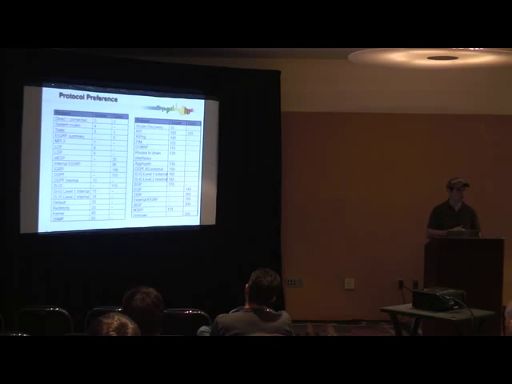So here is a table that just shows the relative weights of the different protocol preferences. Again, there is some differences between vendors, but generally they're more or less the same. OSPF is more preferred than ISIS. ISIS is more preferred than BGP, so on and so forth.